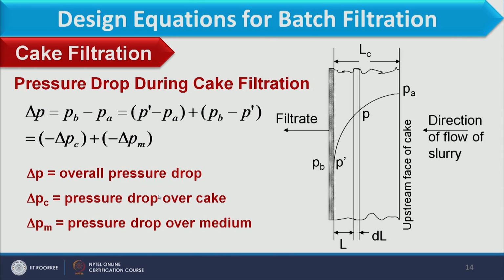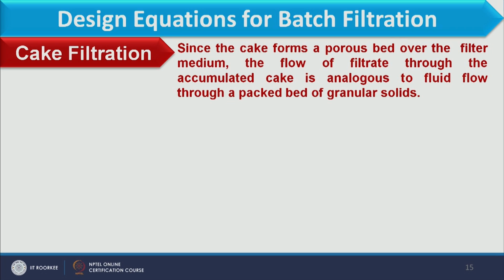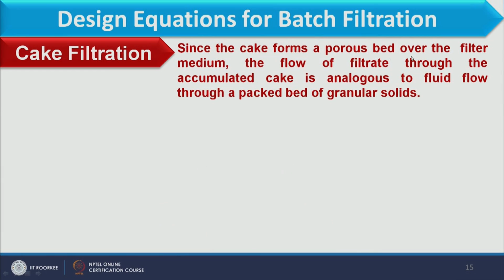So, for calculation of pressure drop, we have two pressure drops basically. First of all we will discuss the pressure drop in the cake and then the pressure drop in the media. The expressions of these two pressure drops will be added to calculate the total pressure drop. Now, what happens when we calculate the pressure drop in the cake? In the cake we have solid deposition. So, since the cake forms a porous bed over the filter media, the flow of filtrate through the accumulated cake is analogous to the fluid flow through a packed bed of granular solids.